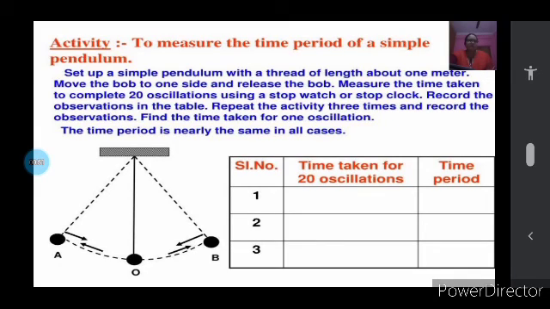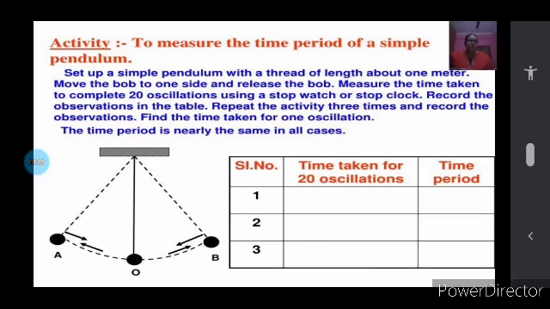It will take some time. So that time you have to record, and then again you have to repeat that. Again second time, third time. For example, suppose it is taking, here it is in seconds children, 42 seconds the first time when you are oscillating. So what will be the time period? You have to divide that 42 by 20. So that will be approximately 2.1.